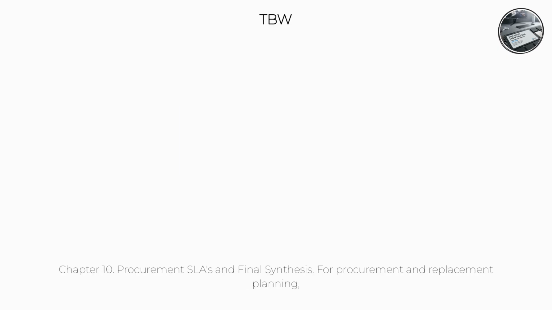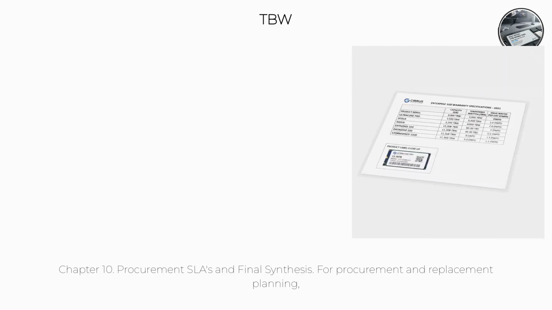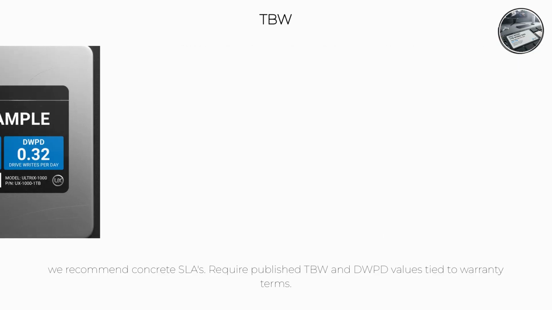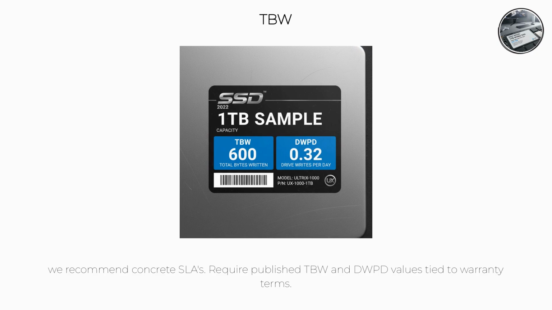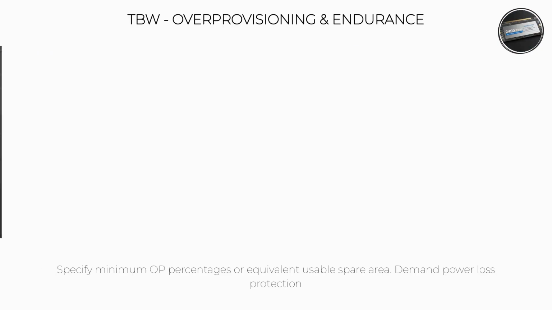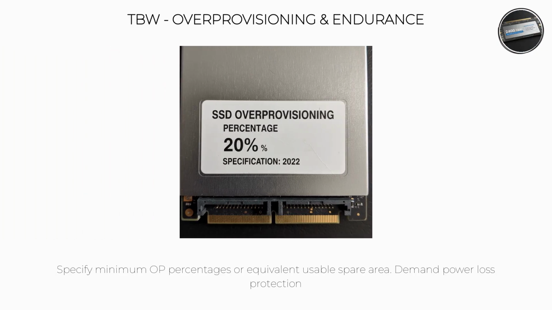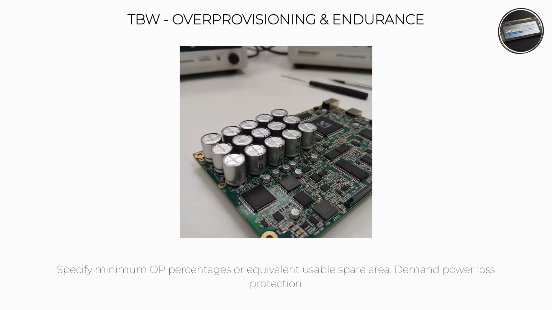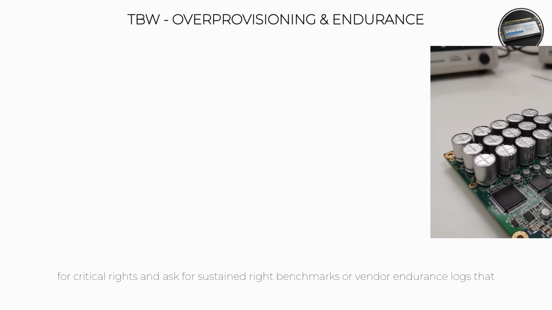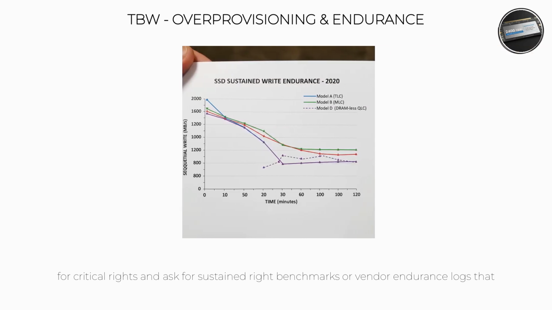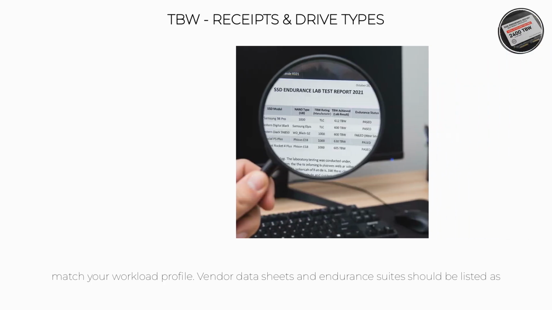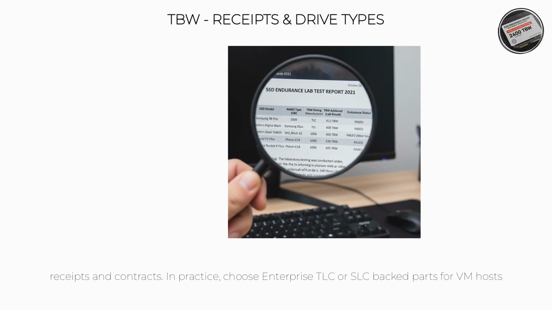Chapter 10. Procurement SLAs and Final Synthesis. For procurement and replacement planning, we recommend concrete SLAs. Require published TBW and DWPD values tied to warranty terms. Specify minimum OP percentages or equivalent usable spare area. Demand power loss protection for critical writes, and ask for sustained write benchmarks or vendor endurance logs that match your workload profile. Vendor data sheets and endurance suites should be listed as receipts and contracts.